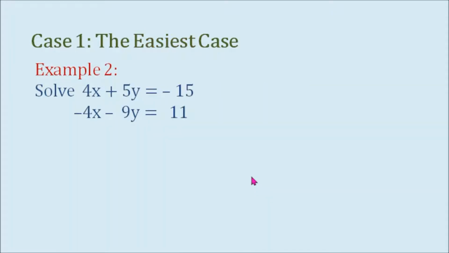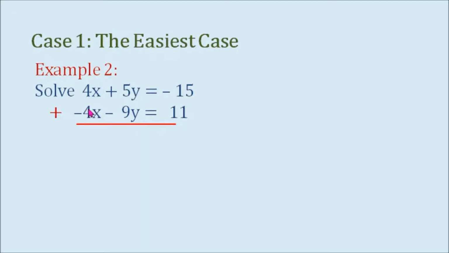Example number 2. 4x plus 5y equals negative 15 and negative 4x minus 9y equals 11. Again, this is the easiest case because by adding the two equations, one variable will automatically be eliminated. In this case, it's the x. It's because 4x plus a negative 4x is 0.